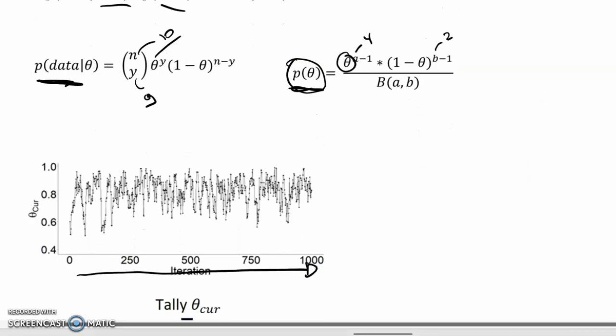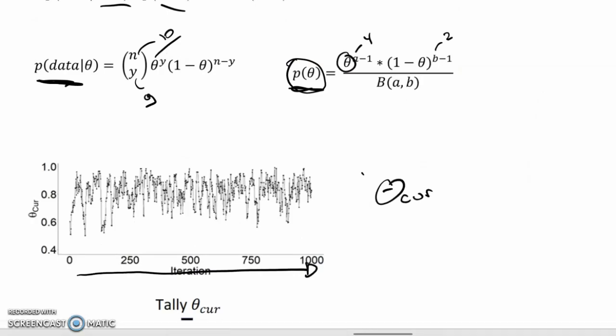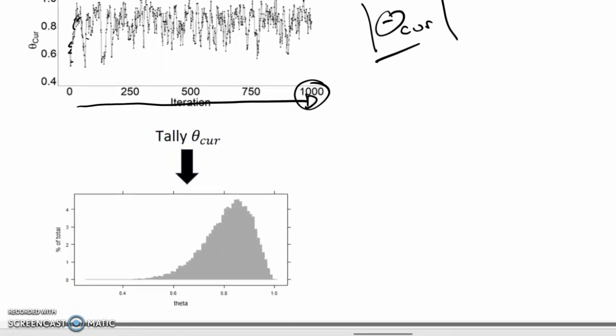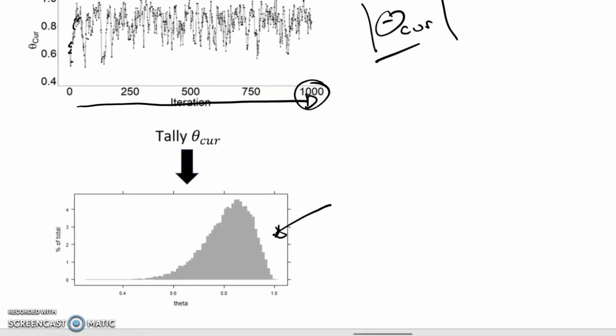At each iteration, we keep a tally of theta current. And here you can see the different values of theta current through our 1,000 iterations. And there is the histogram that we get. If we take this histogram, divide by the number of iterations, that's going to give us our posterior distribution.